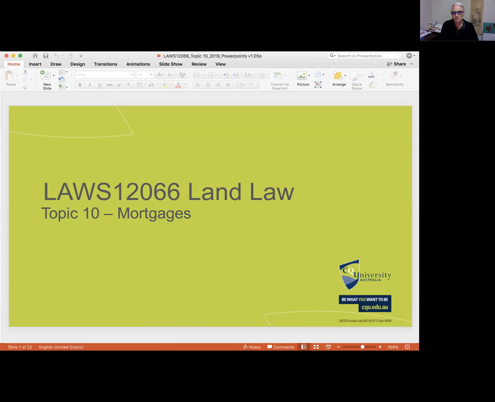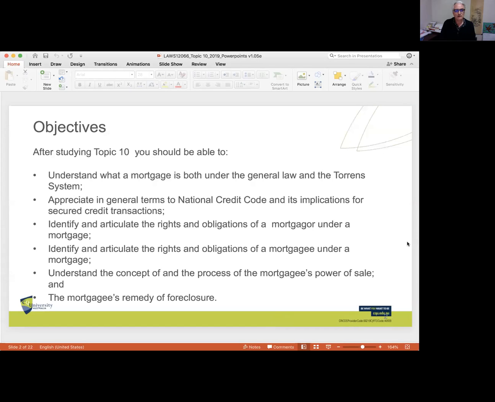So let's have a look at the slides to see where we're going. We're doing the topic on mortgages, and we are concerned to have a look at the nature of what a mortgage is, with particular focus on the Torrens system, because in Queensland all private freehold is essentially Torrens title. So we're concerned to understand the nature of a Torrens title mortgage, to appreciate that we have the National Credit Code in place that is about providing protections particularly for domestic borrowers in relation to residential purchase transactions, and that is relevant with regard to the loan contract and the nature of the rights and responsibilities between the parties there.